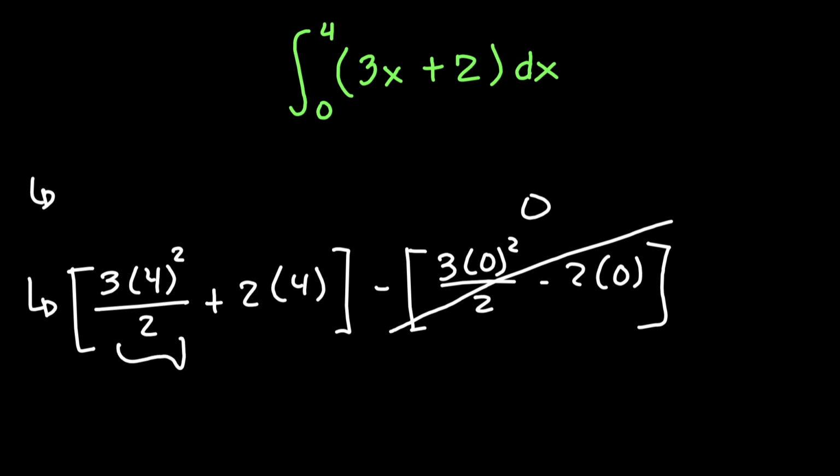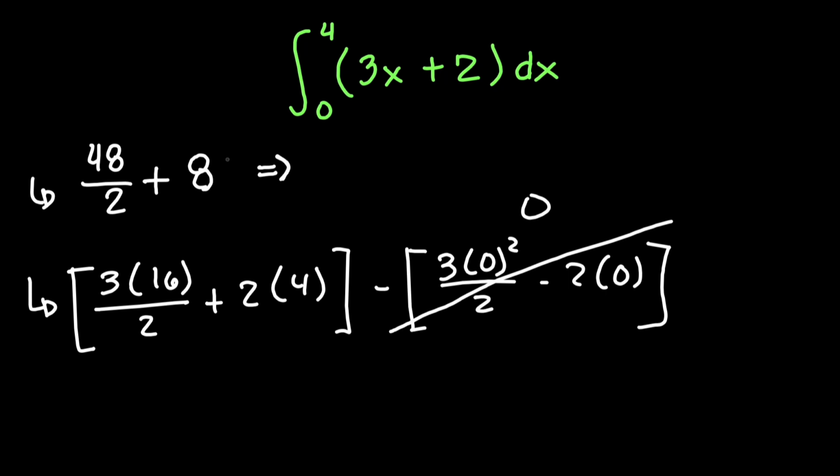So for this one, 4 squared would be equal to 16. And 3 multiplied by 16 would be equal to 48. Divided by 2. Plus 2 multiplied by 4 would be equal to 8. And so 48 divided by 2 would be equal to 24, plus 8. And you have a final answer of 32.